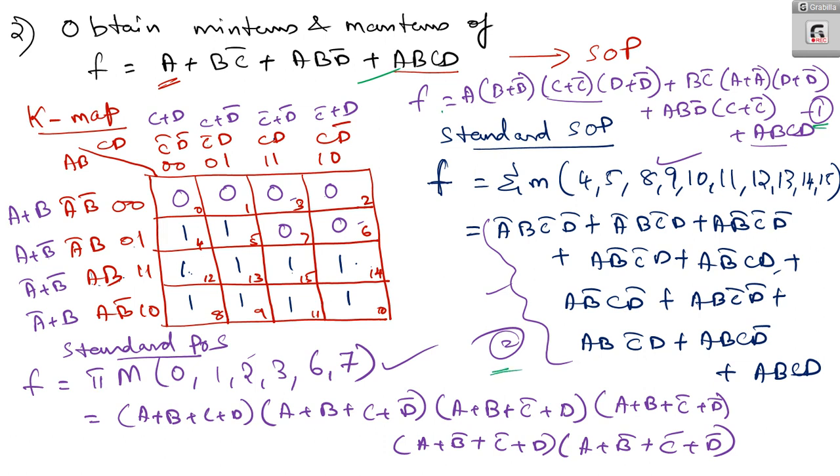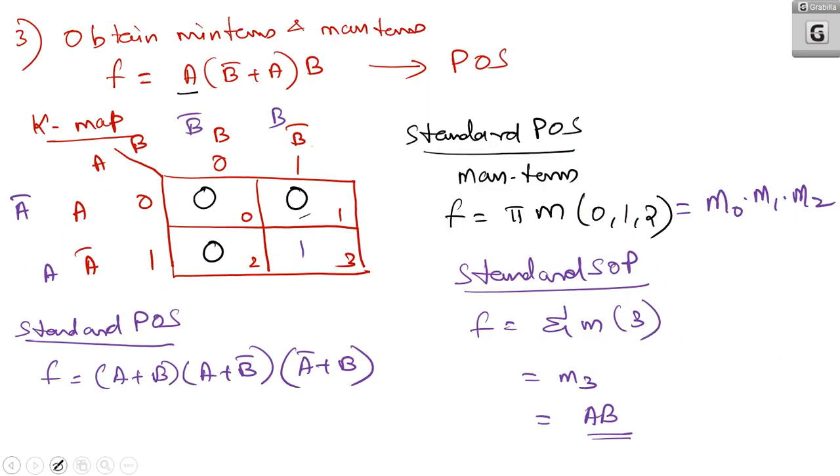So on simplification of equation number 1, you will get this entire equation number 2. I'm not expanding it, so you can expand it and find out the result. And I have formed the corresponding standard POS form also, that forms the corresponding min term. Now coming to the third question, again we are using the K-map method and finding the min terms and match terms. If you are having M0, M1 and M2, that is the standard POS one, and you are having the corresponding standard SOP form.